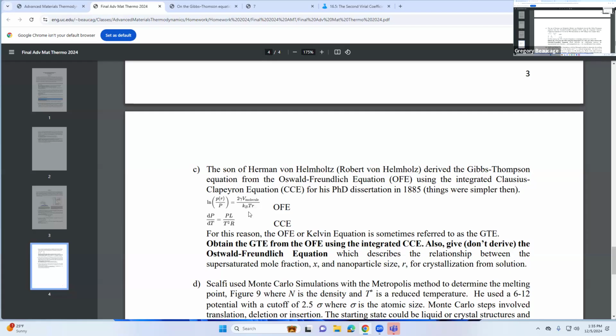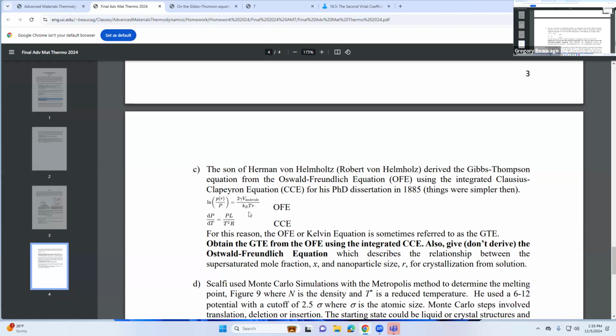And then the other Ostwald-Freundlich equation is ln of p over p, so it's like this thing with 2 gamma, and then you can make it molar or whatever. So r, and then p, and then the size r. So if you move the r up here, move that down there, you get this same thing.